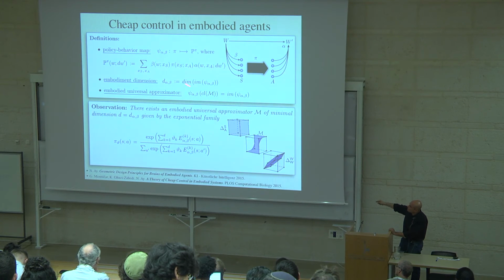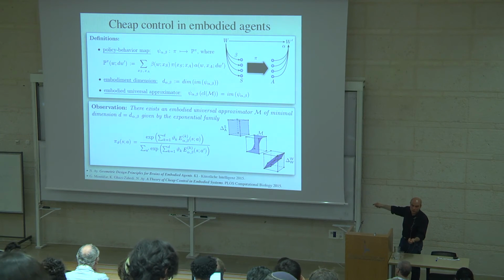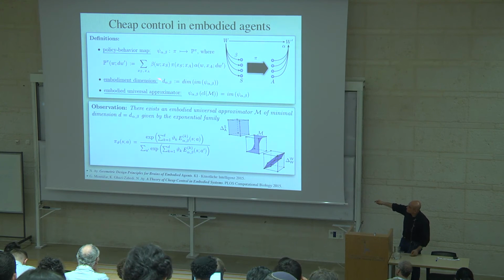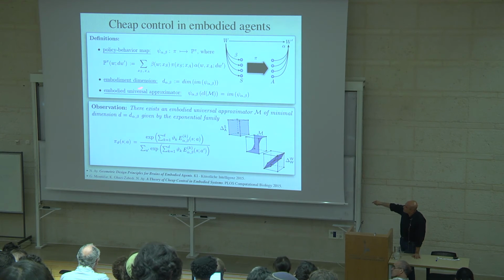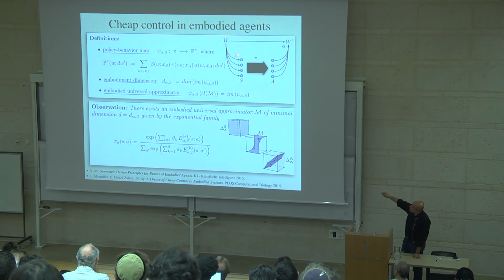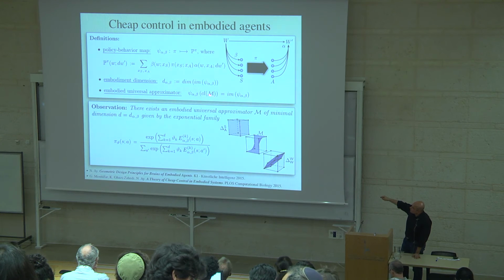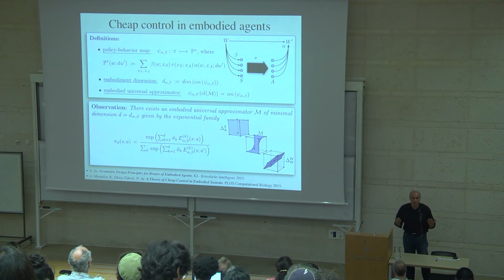And we can compute the dimension of the image of that map. So many policies will be mapped to the same behavior. We can compute the dimension, and we call this dimension the embodiment dimension. Okay? And instead of universal approximation, we talk about embodied universal approximation, which means that a model M which parameterizes policies from S to A is called an embodied universal approximator if it can approximate all behaviors that the system can in principle generate. Okay?